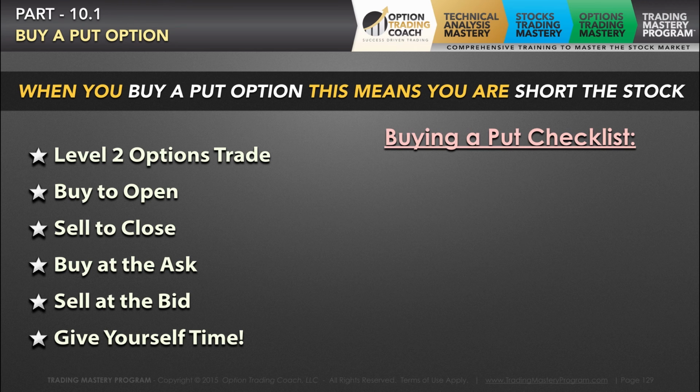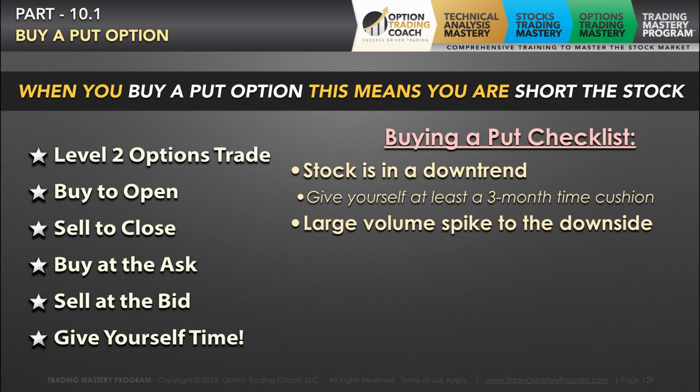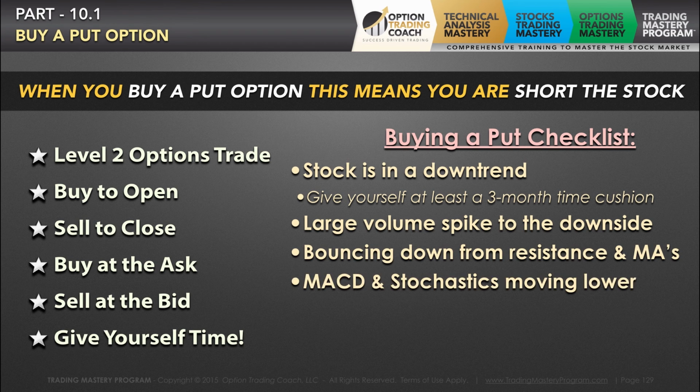When you're buying a put, there's a checklist. You want to make sure the stock is in a downtrend, and give yourself at least a 3-month time cushion. You want to see a large volume spike to the downside. Also, you want to see the stock bouncing down from resistance levels or the moving averages, whatever indicators you use, also moving lower, maybe overbought and breaking down through the upper threshold. Bearish candlesticks can help too.